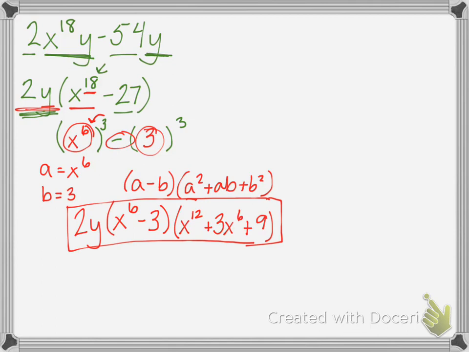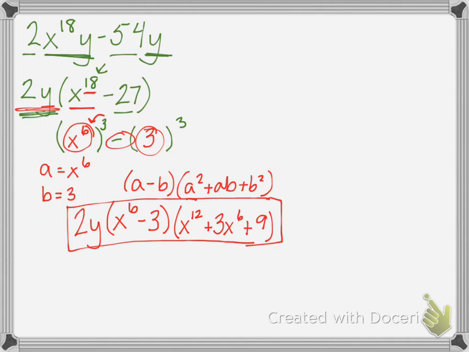Reason is because if I multiplied all this stuff together but I didn't include the 2y, I wouldn't get back to the original problem. I would get almost there, but not quite. In order to get fully back to the original problem, I have to include the 2y. So that's why I have to have that there.